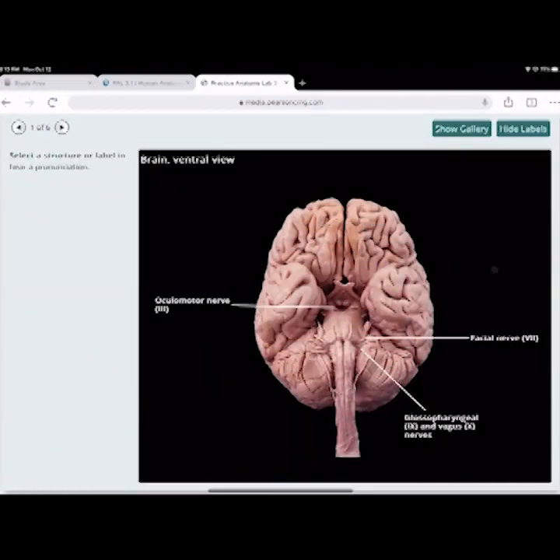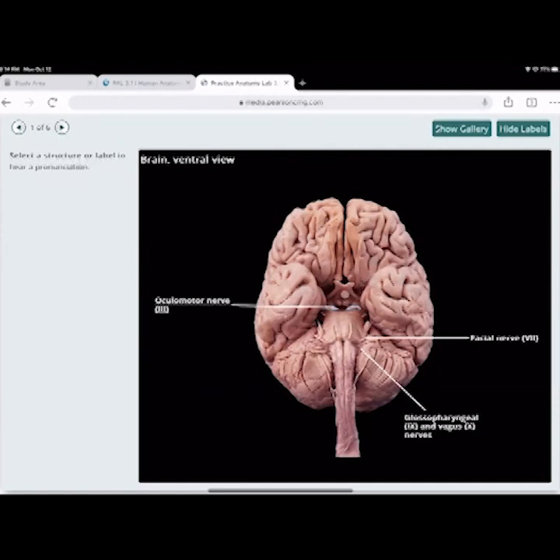This is the oculomotor nerve, number 3, cranial nerve number 3. Now, here's a good view of the optic chiasm. This is your optic chiasm right here. You see your optic tracts come in, your optic nerve, they cross over, you've got your chiasm, and feed into the superior colliculi.